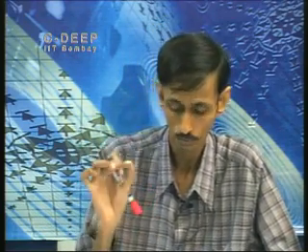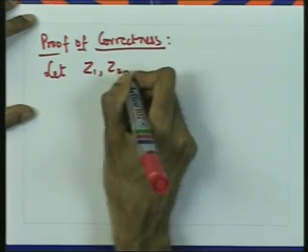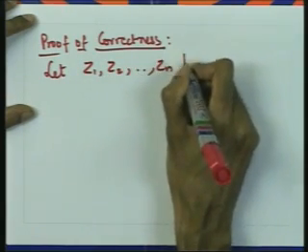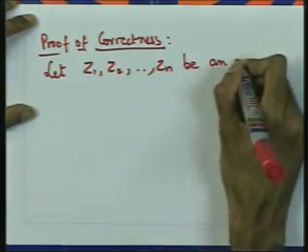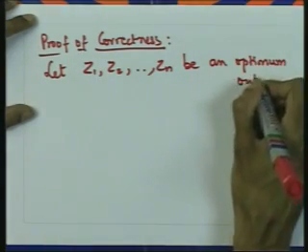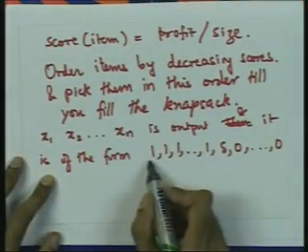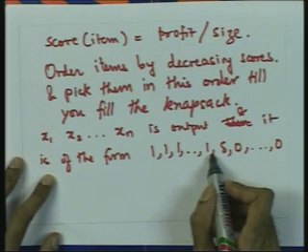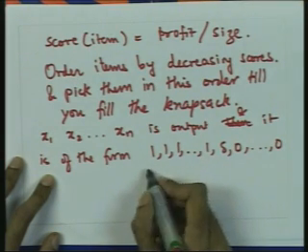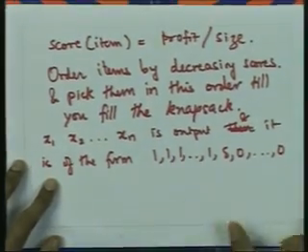Okay, so the proof goes this way. Let Z1, Z2, Zn be an optimal output. Let me recall that our output looks like this: x1, x2, xn. It looks like 1 till something, these are in decreasing order of scores, then you have a delta and then zeros. This is how our output looks like.